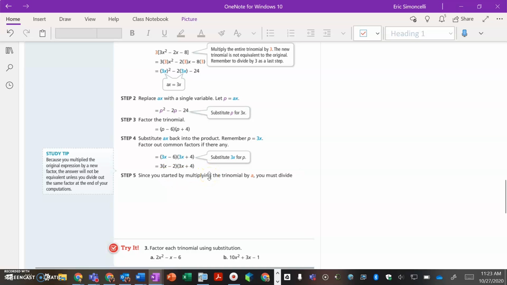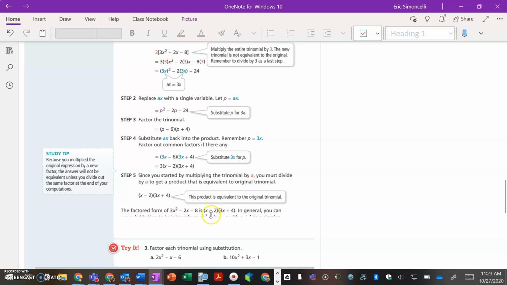Step 5, since you started by multiplying the trinomial by a, you must divide by a to get a product that is equivalent to the original trinomial. So, as you can see, x minus 2 times the quantity 3x plus 4. This product is equivalent to the original trinomial. Again, you must divide a from the solution that we just came up with.